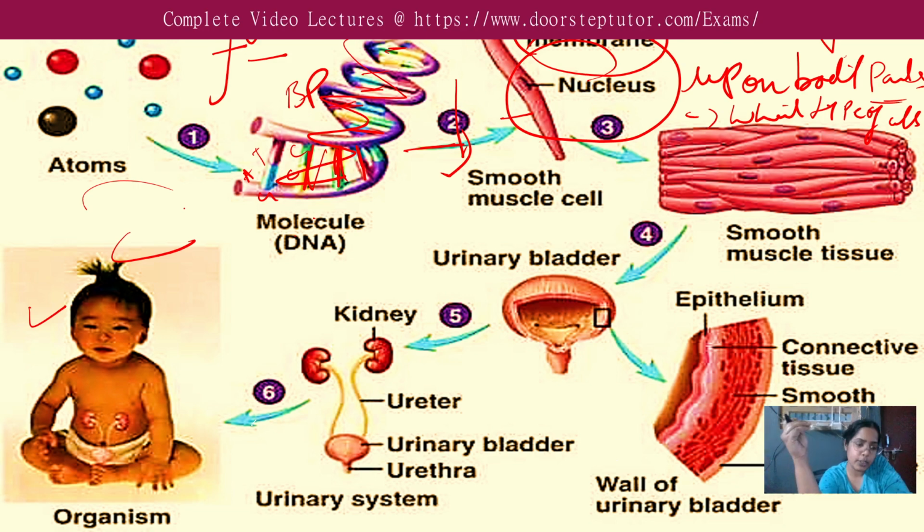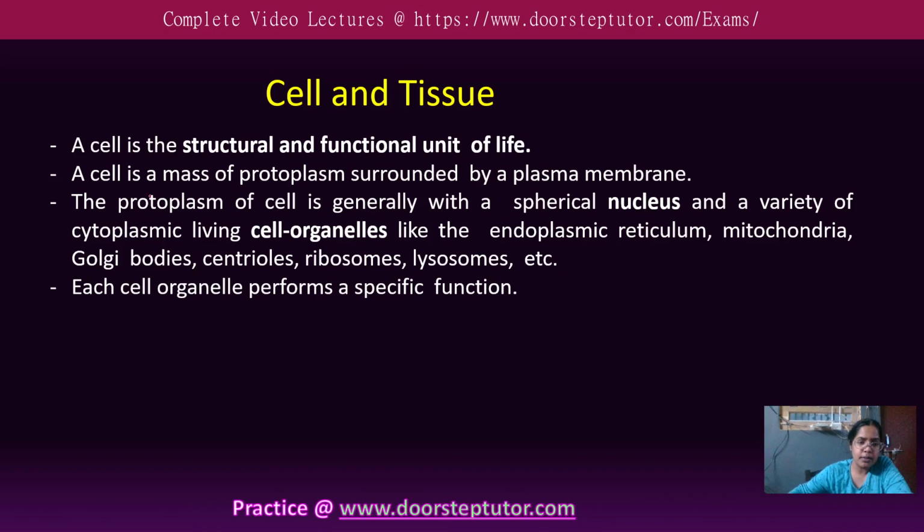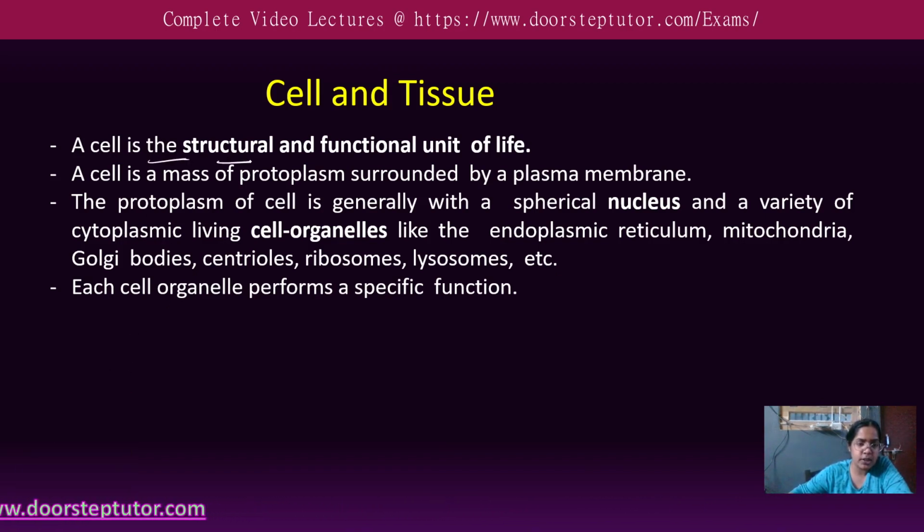This is very important to understand: the child, you can see the infant, has different types of cells. Now let us learn about the same more in depth. Now cells and tissue. This point is very clear. Let me use the marker. Cell is the structural and functional unit.